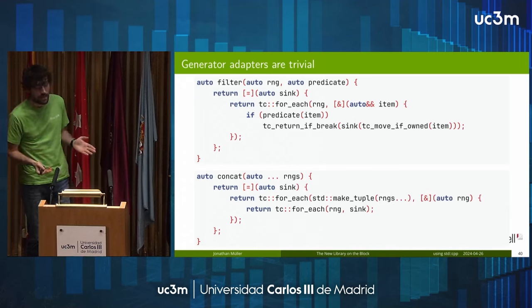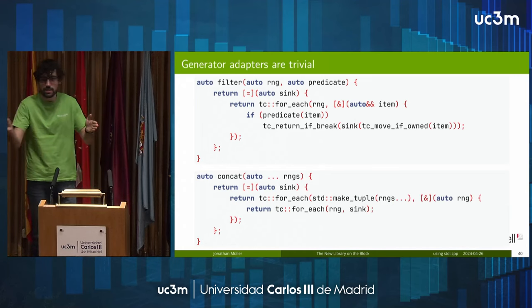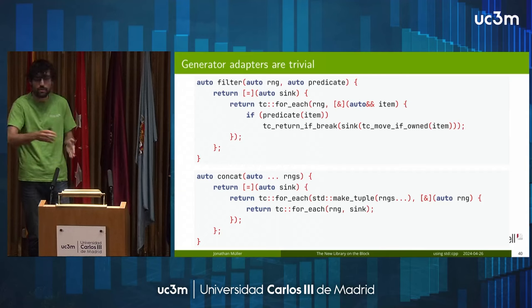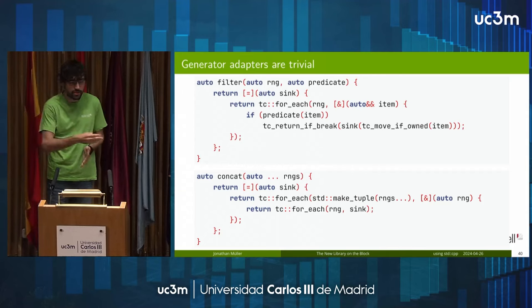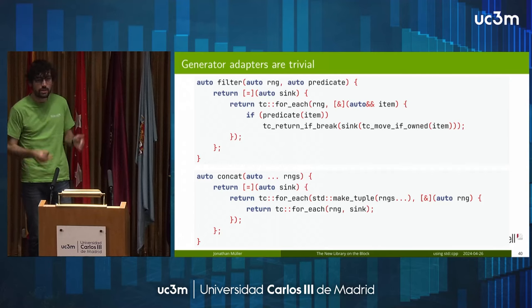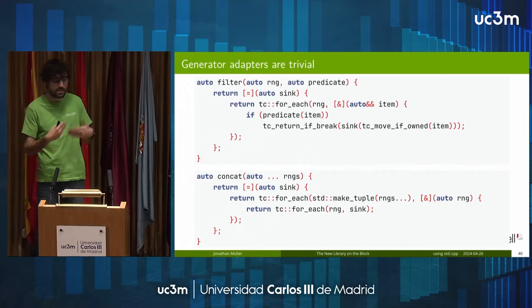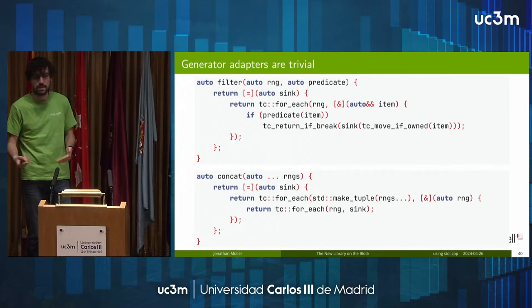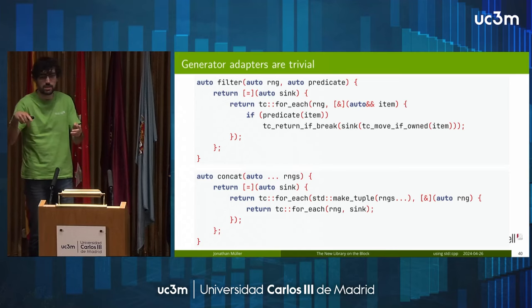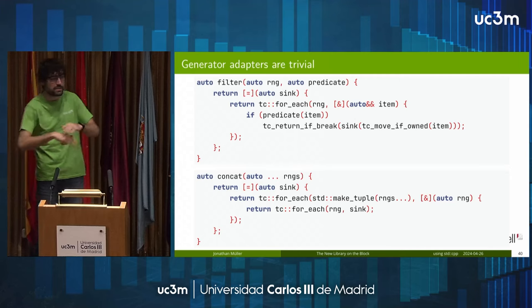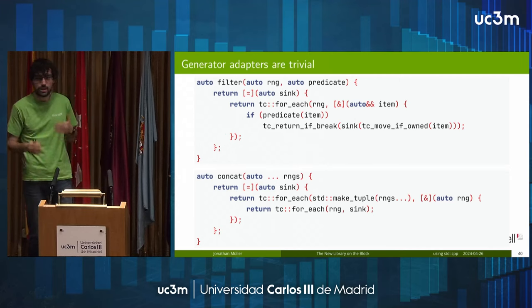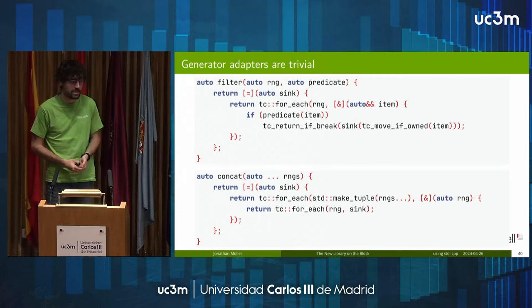And this is concat. Concat takes multiple ranges and returns a range that invokes all of them in order. And if you've written concat using iterators, it's a mess. The concat iterator is essentially a variant of all these sub-iterators. And one is active, and once that's reached the end, it switches to the next entry and starts iterating over that range. It's the whole thing, it's really slow, because the optimizer can't really see through all this variant.